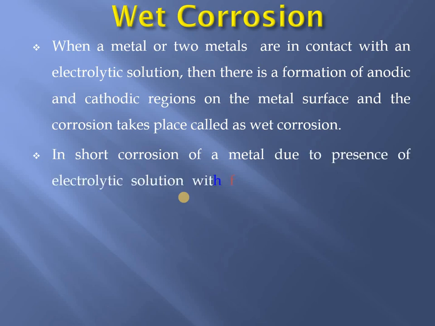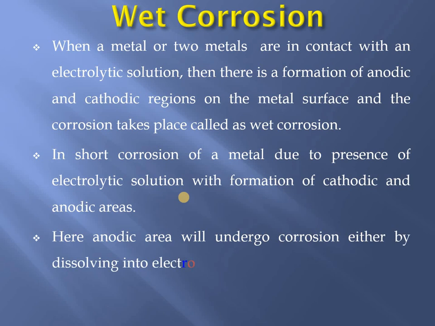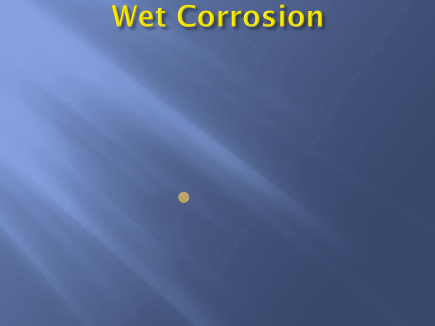So in short, corrosion of a metal due to the presence of an electrolytic solution with formation of anodic and cathodic areas on the metal surface. Here, in case of wet corrosion, the anodic area will undergo corrosion while the corrosion process will not affect the cathodic area. The anodic area after corrosion will either dissolve into the electrolytic solution or will get deposited on the cathode due to the process of corrosion.